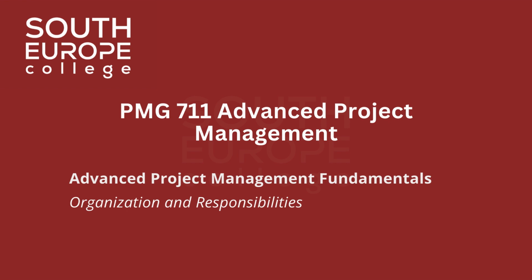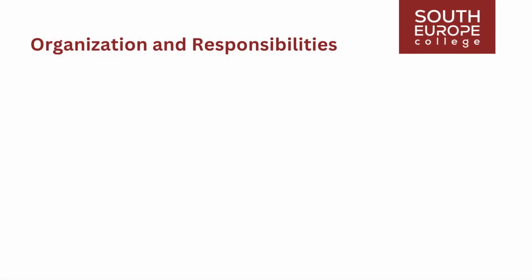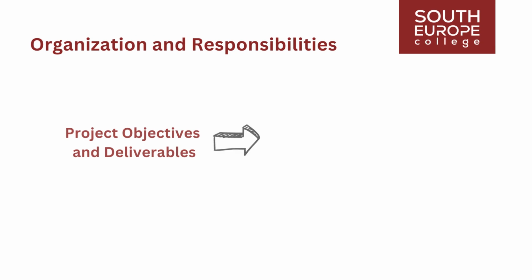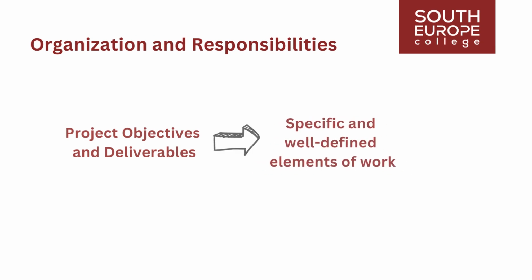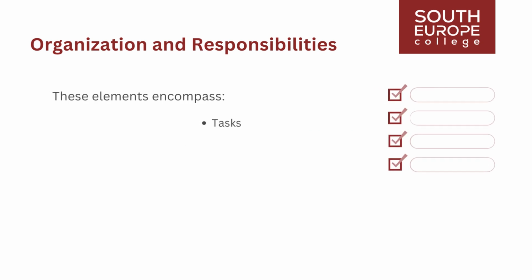This lesson on Advanced Project Management Fundamentals will cover the organization and responsibilities. After establishing project objectives and deliverables in the scope statement, the subsequent step involves translating them into specific and well-defined elements of work. These elements encompass tasks, jobs, and activities essential for project team execution.